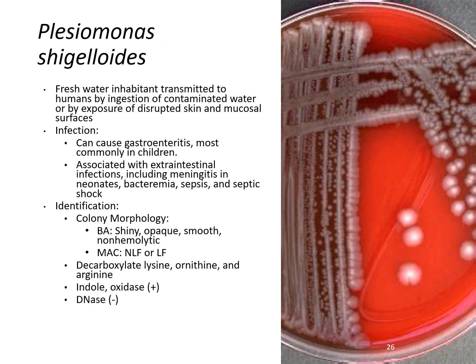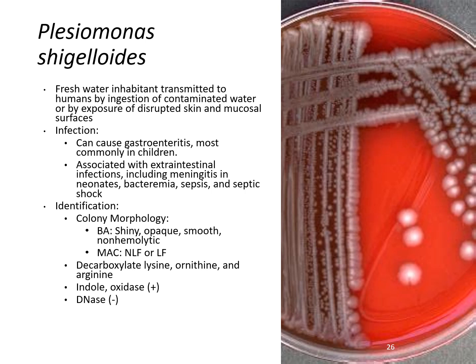Plesiomonas is found in fresh water, and it's transmitted to the human host by ingestion of contaminated water or exposure to the skin or the mucosal surfaces that may have some sort of break in them. These infections can cause gastroenteritis, which is most commonly found in children. It's associated with extraintestinal infections that can include meningitis in neonatal patients, bacteremia, sepsis, as well as septic shock.